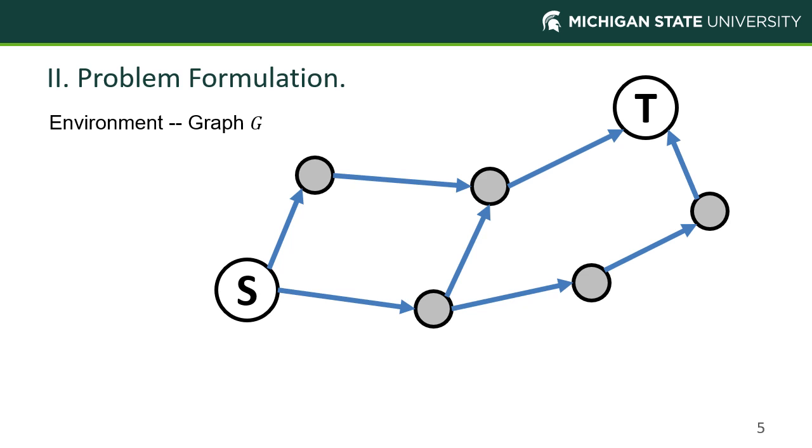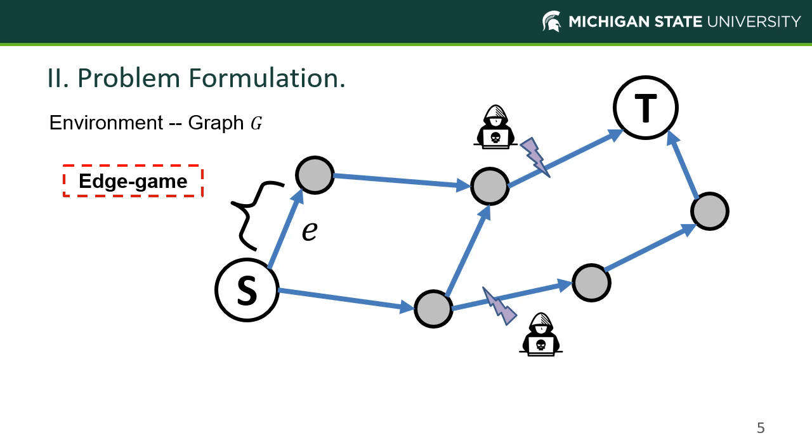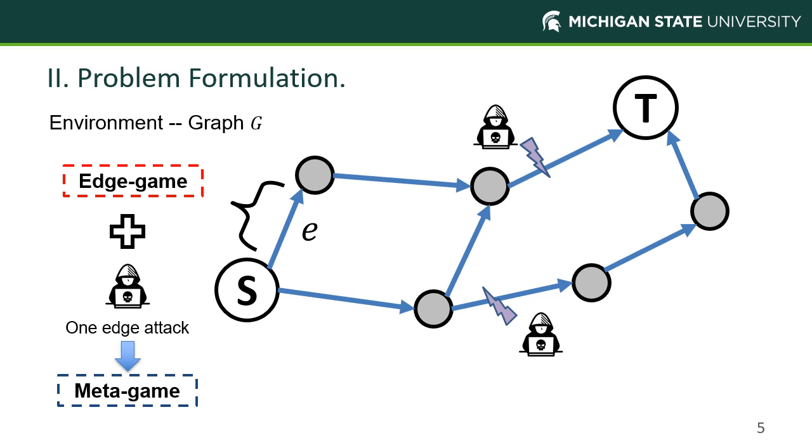After defining an edge game, we impose the limitation of an edge attack in the graph. Such a limitation is imposed because an attacker is usually resource constrained. Additionally, once an attack is detected, the defender is aware of an attacker present in the current path, which makes it cautious. Using the edge game and one edge attack, we construct a zero-sum game called the metagame. The metagame is defined over feasible paths and edges. Now let's focus just on the edge game.